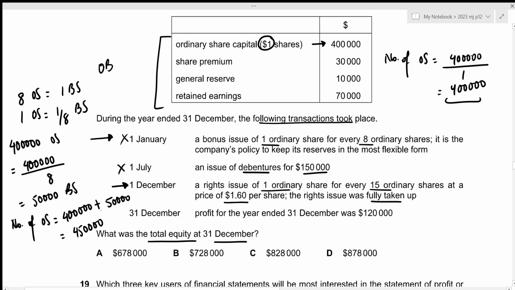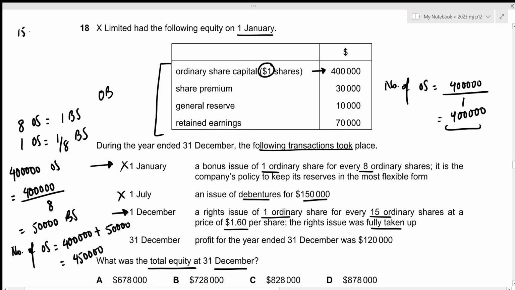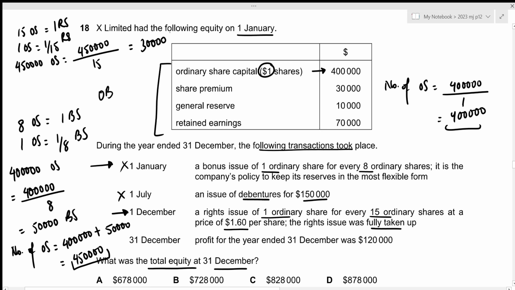Now again, let's repeat the same process. So we can see that for every 15 ordinary shares, we'll be providing 1 right share. So for 1 ordinary share, that's 1 by 15 right shares. And we have a total of 450,000 ordinary shares at that date. So for 450,000 ordinary shares, we'll be providing 450,000 divided by 15, which results in 30,000 right shares. So the value of right shares will just be the number of shares multiplied by the rate at which the shares are being issued, which is 1.60. So the value that we received by issuing our right shares is just going to be 48,000. This will be added to the equity.